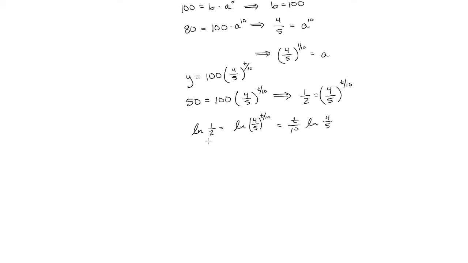All right, so now I can divide by the natural log of 4/5. I have the natural log of 1/2 divided by the natural log of 4/5. That's equal to t over 10. And finally, we multiply it by 10. We have 10 natural log of 1/2 over the natural log of 4/5.